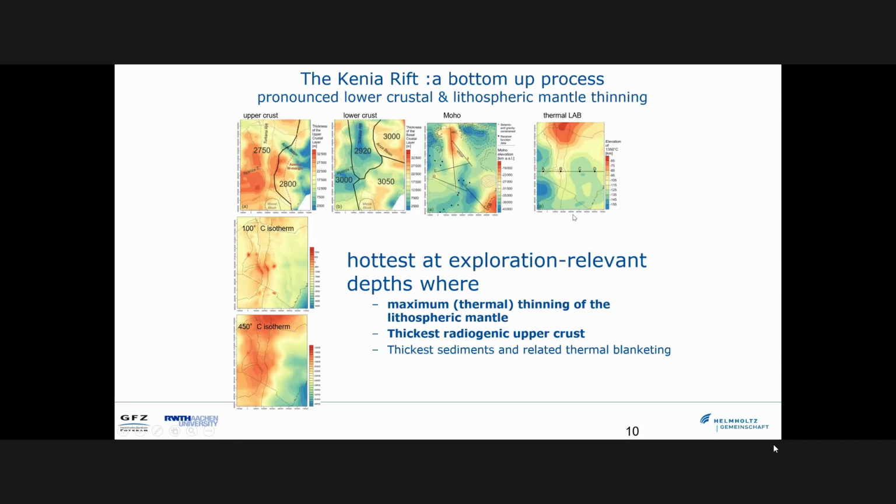So if we summarize all this, we see in the Kenya Rift that we have a bottom-up process. We have a pronounced lower crustal and lithospheric mantle thinning. And if we want to explore for geothermal energy, we will go for areas where we have the maximum thermal thinning of the lithospheric mantle and the thickest radiogenic upper crust. Sediments are in general thin because the area is so elevated that there is very little deposition. So they are not the key here to find the best places and the thermal blanketing is of minor importance.